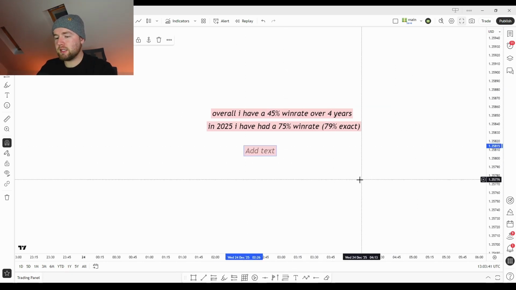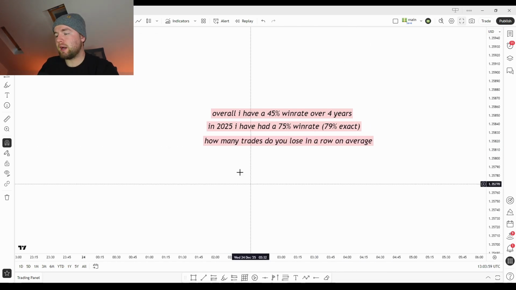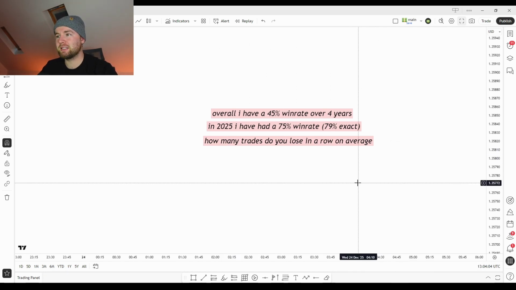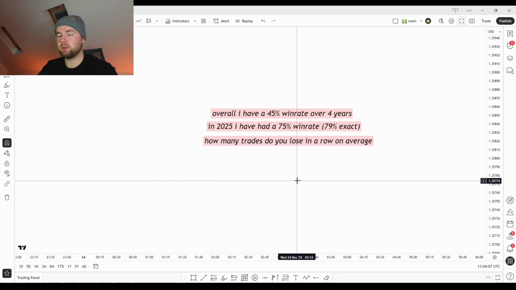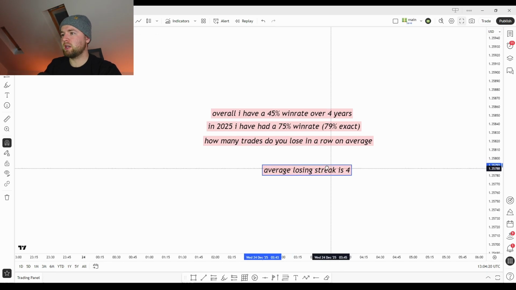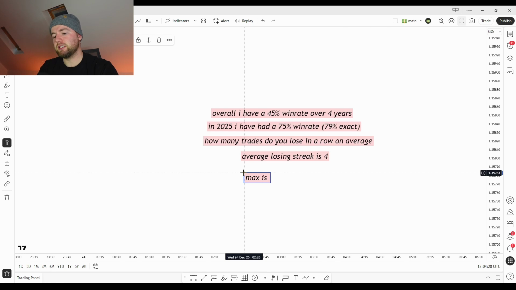Next thing you want to understand is this is data you collect over a long period of time, so I recommend doing back testing. How many trades do you lose in a row on average? When you lose consecutively, how many trades have you lost in a row on average? You want to find that average, and you want to find the maximum. My average losing streak is around 4. When I have a losing streak, I have 4 losses, and then I will have a win after that. And then my max is 17.